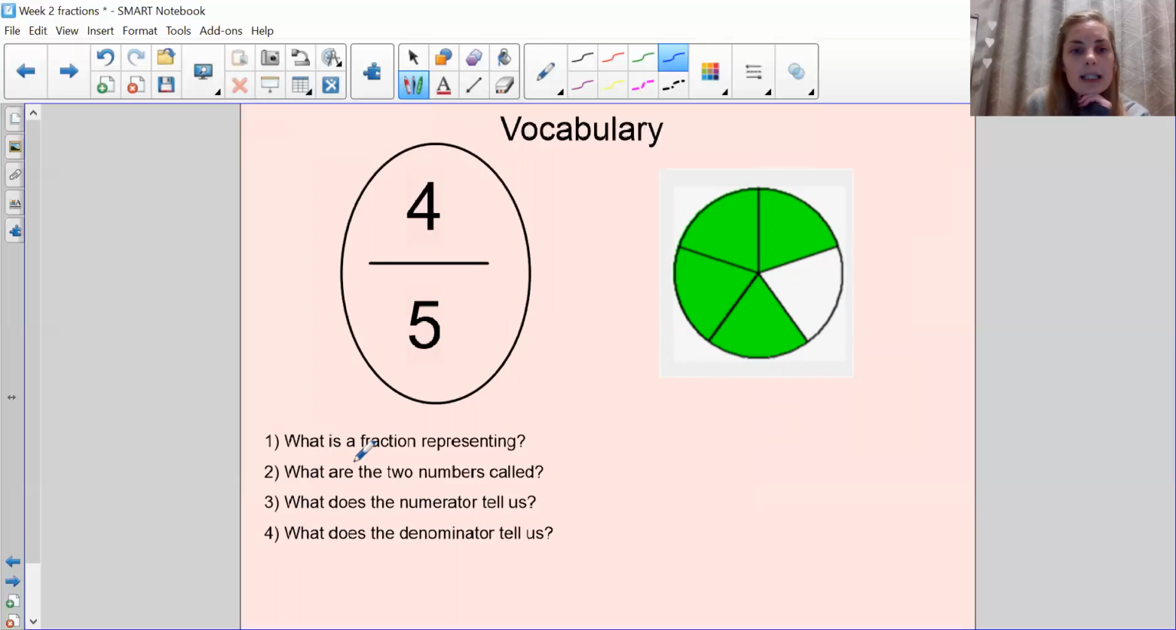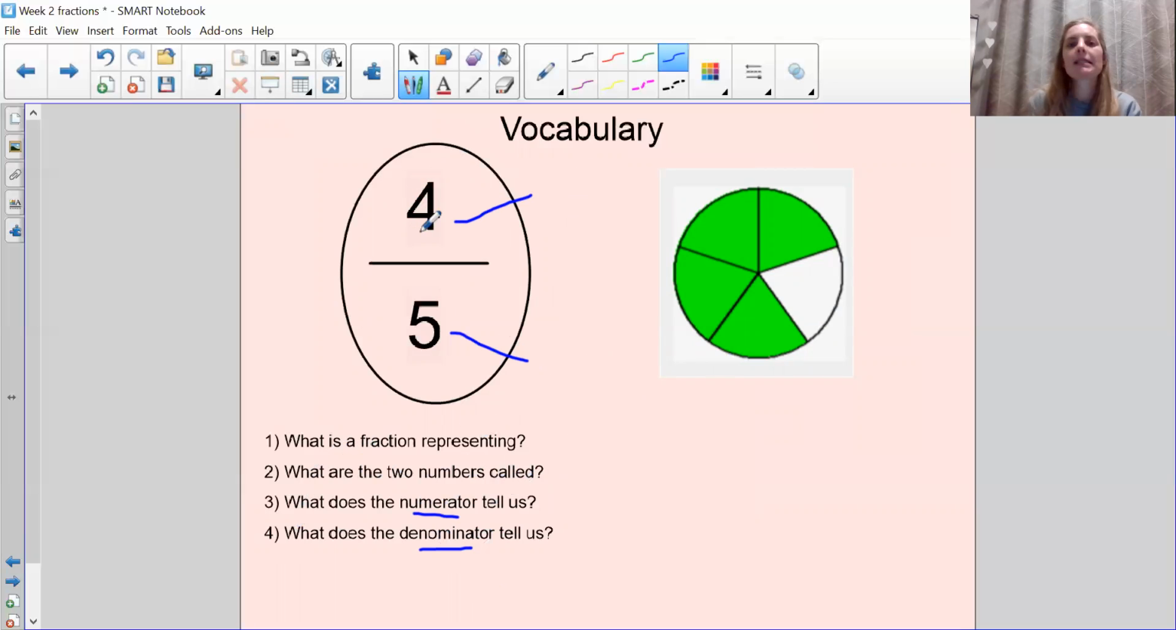Right, what are the two numbers called? So our top number here is called our numerator, which is the word underneath it. And the bottom number is called our denominator. Okay, numerator and denominator. So that is your terminology for those two numbers.